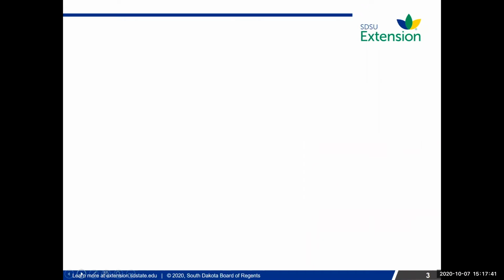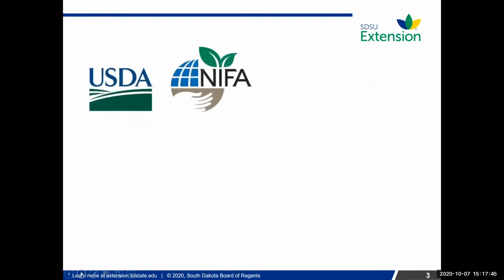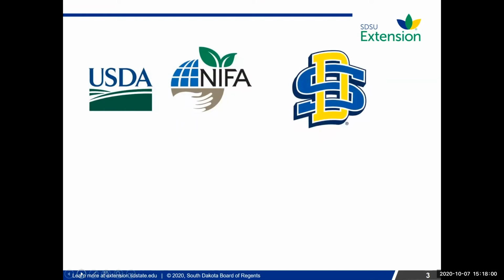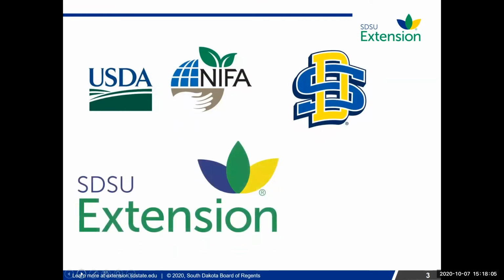4-H is authorized by the U.S. Congress and is the responsibility of the U.S. Department of Agriculture. The National Institute for Food and Agriculture manages and oversees the program. Each 4-H program is under the authority of the state land-grant university. In South Dakota, that means South Dakota State University. Governance of the program is assigned to SDSU Extension.